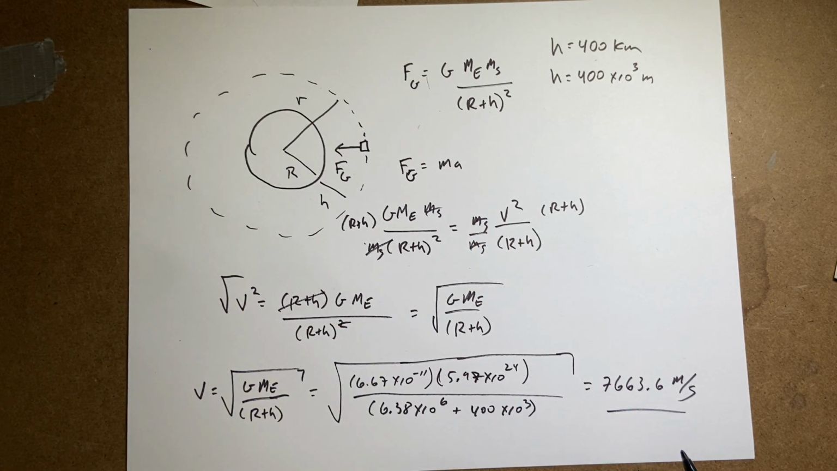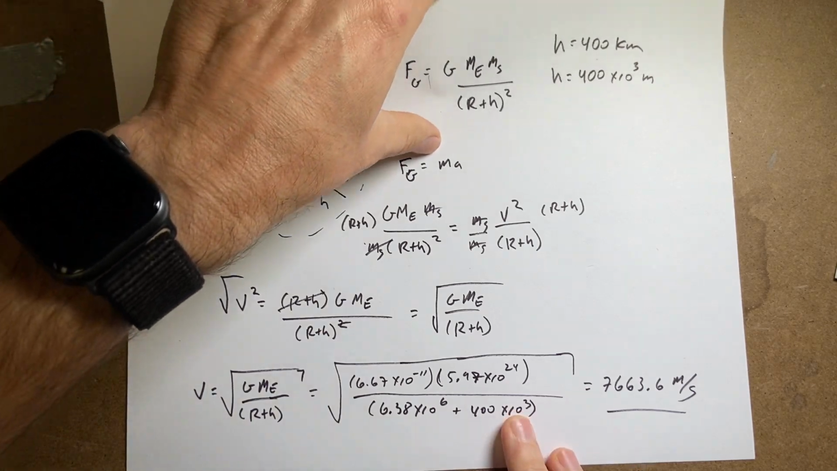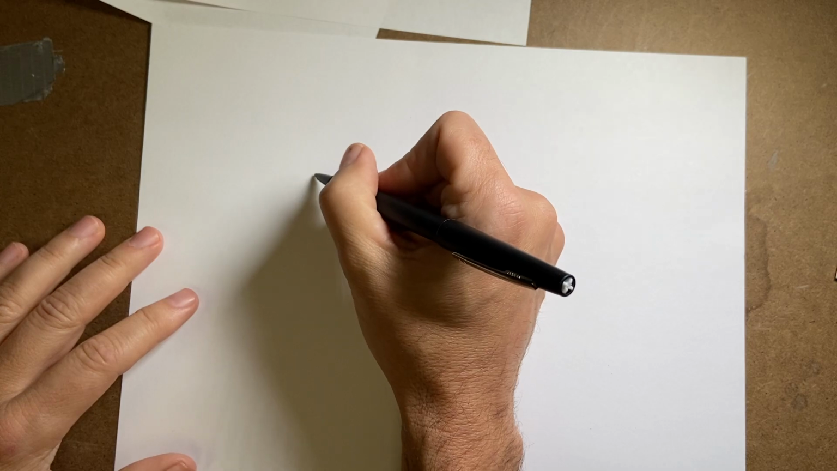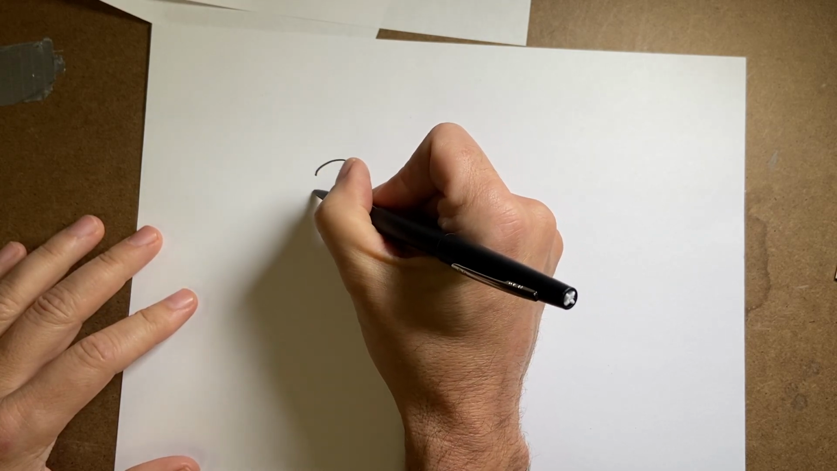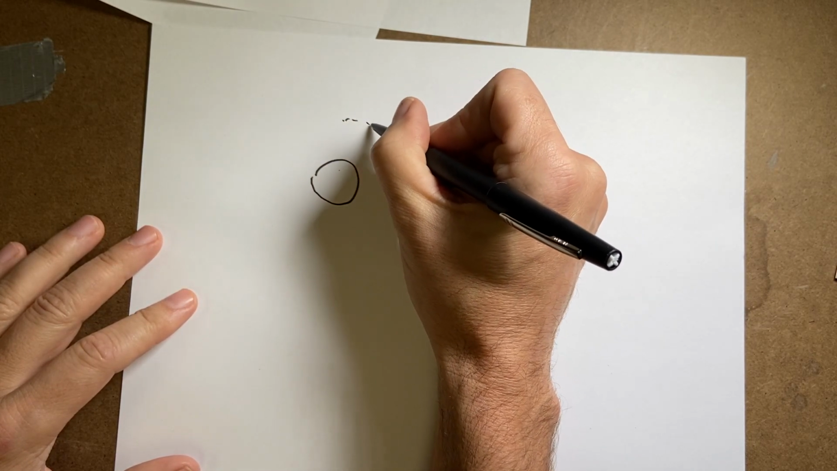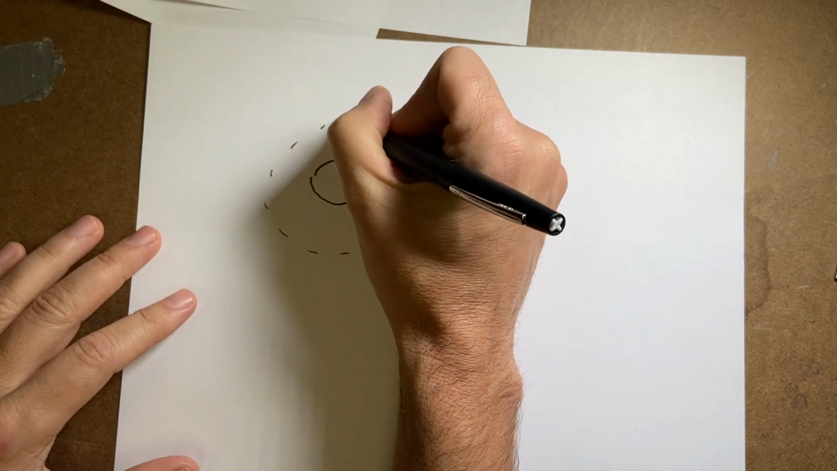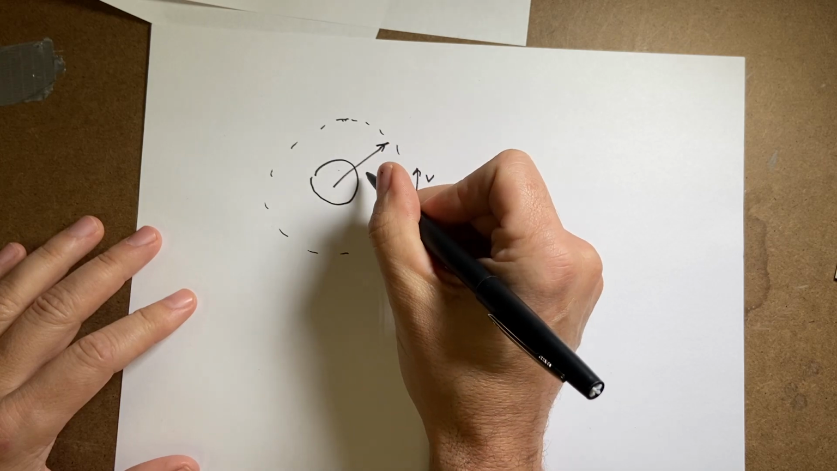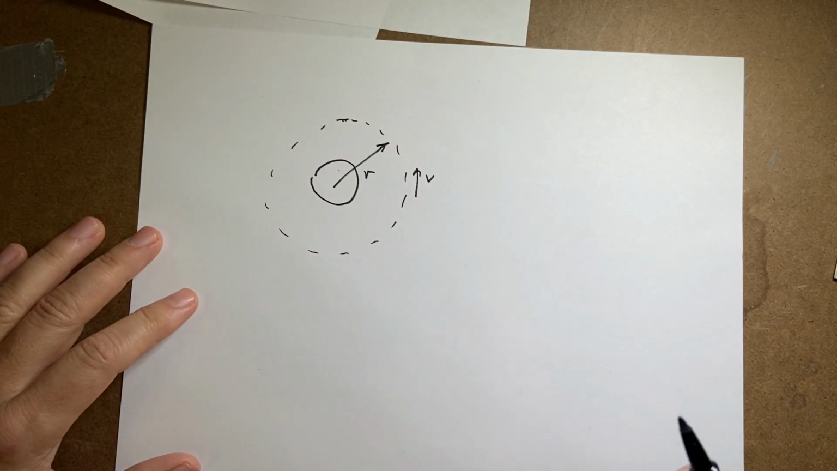Let's do one more thing. Let's use that velocity, and now let's find the time it takes to orbit the Earth. Okay, so going back to our circle. Here's the Earth. Here's the space station, not drawn to scale. And I know the velocity. And I know the radius. I'll call that r.